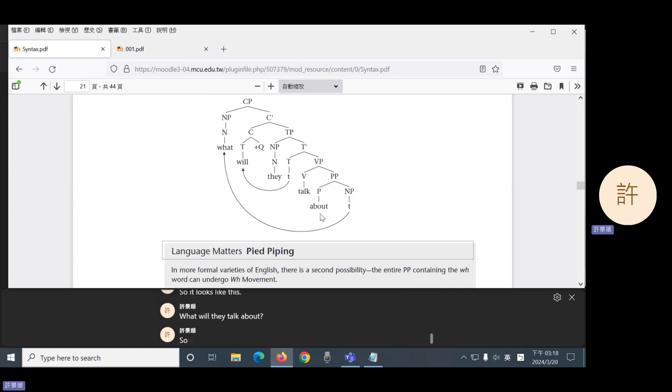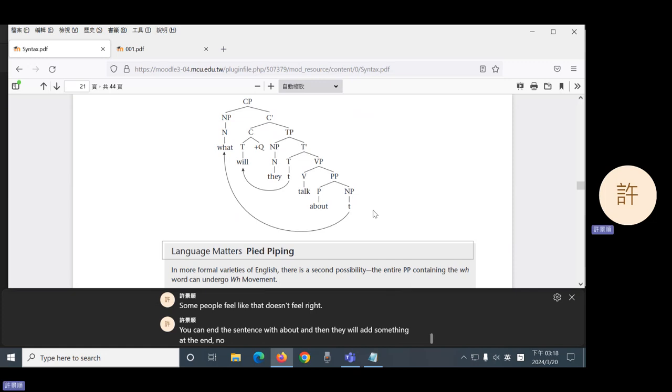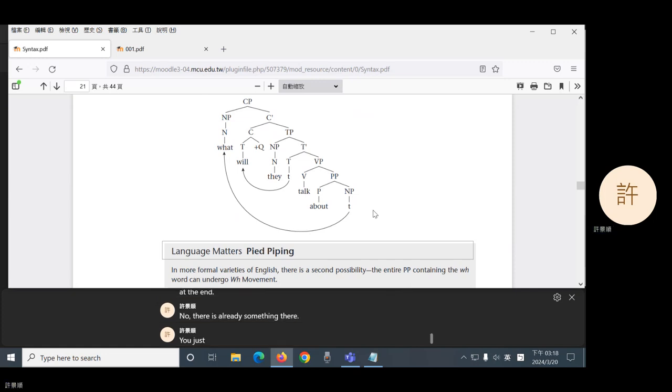So after you move something, this is empty. There's nothing here. Don't add anything here. Some people feel like that doesn't feel right. You can end a sentence with about, and then they will add something at the end. No. There is already something there. You just moved it. The space is not open. It's simply, there's like a trace. That's what the T stands for, a trace, 痕迹. And so you can't put anything new here. So that's two examples.